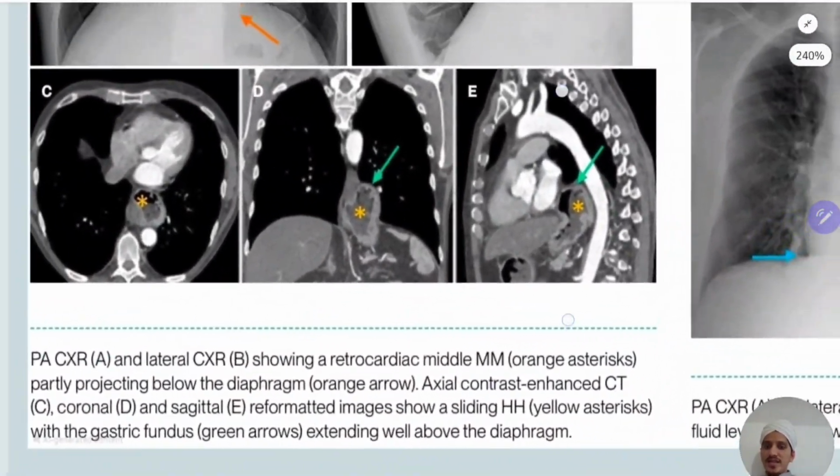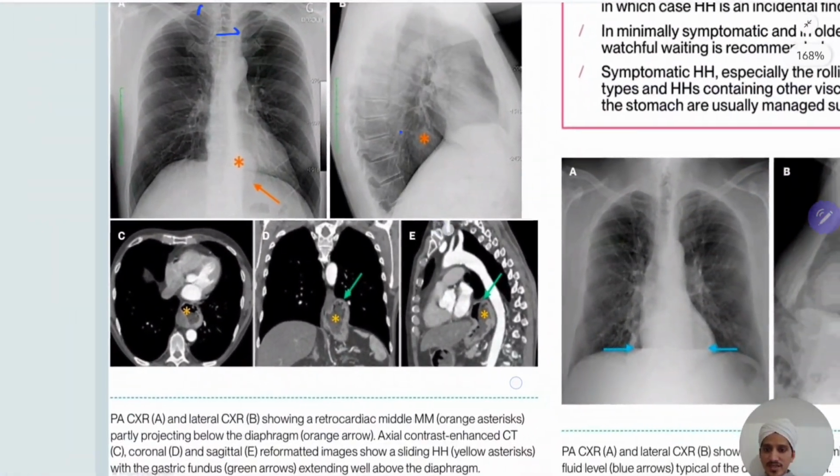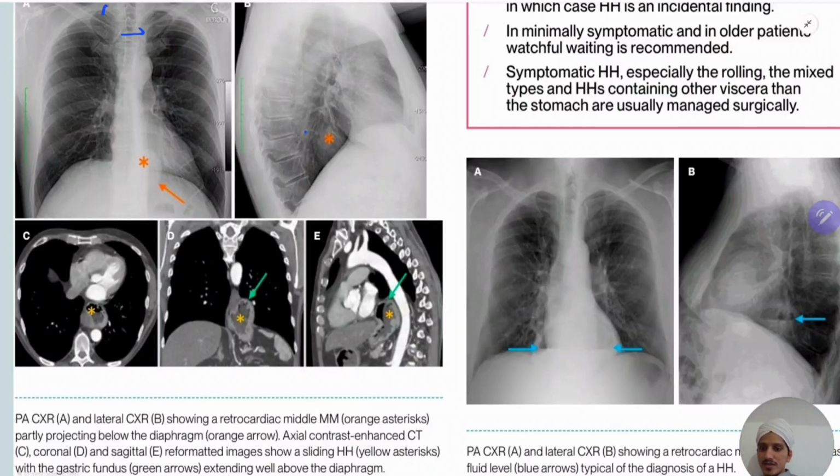In the PA chest X-ray and lateral chest X-ray showing a retrocardiac middle mediastinal mass partly projecting below the diaphragm. Axial contrast CT and coronal and sagittal reformatted images show a sliding hiatus hernia with gastric fundus, green arrows, extending well above the diaphragm. This one.